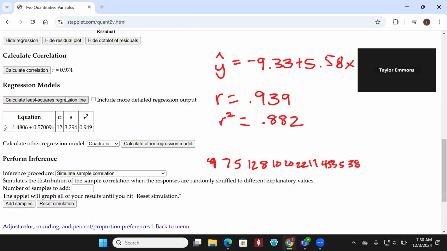Okay, there's all your information. Are there any questions about how you got that? Or about putting it into the applet?